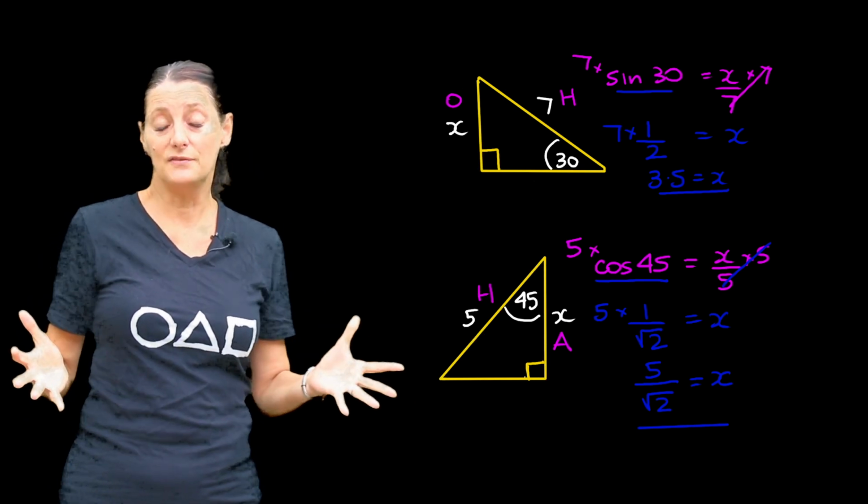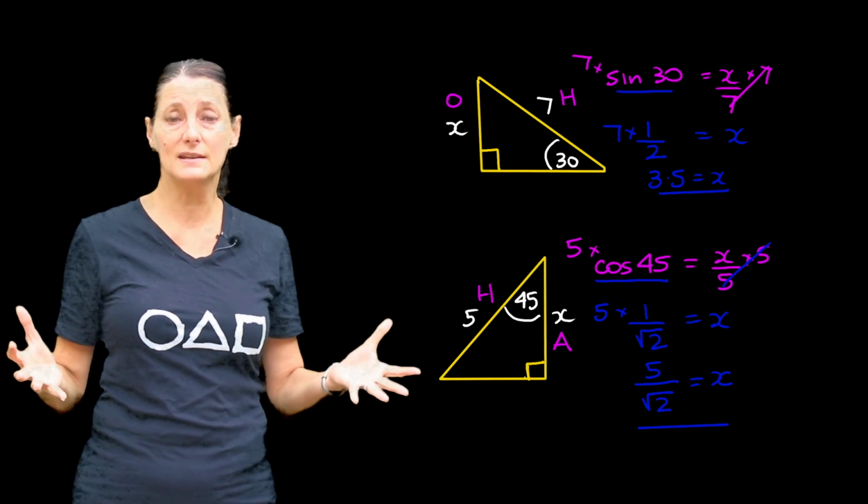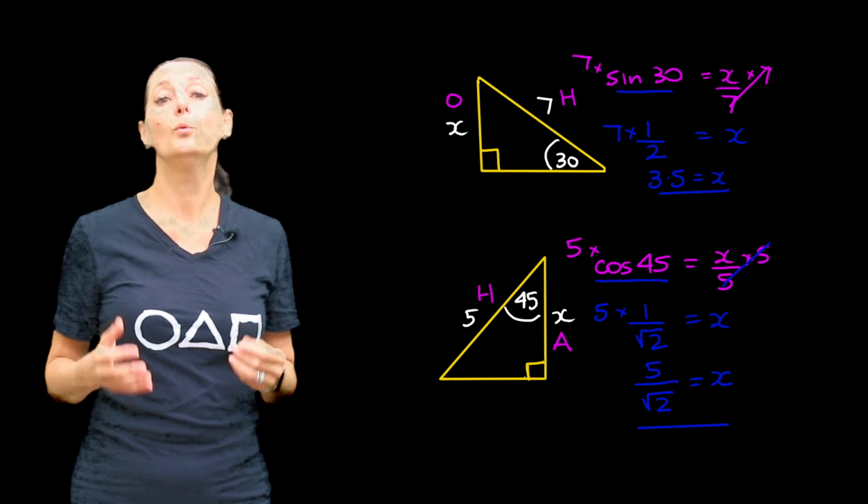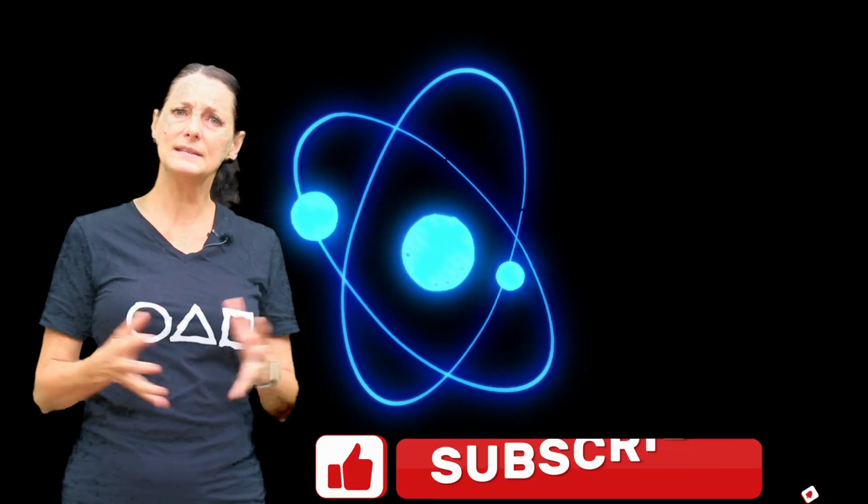That's it. Exact values, 30 degrees, 45 degrees, 60 degrees, can be found in right angle triangles without the use of a calculator. I hope this has been helpful.